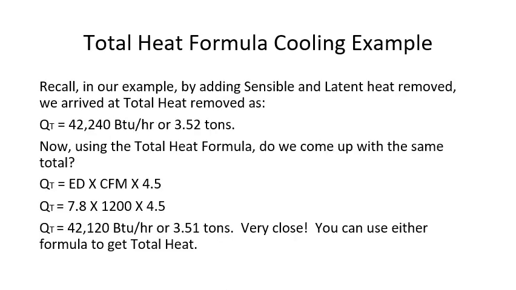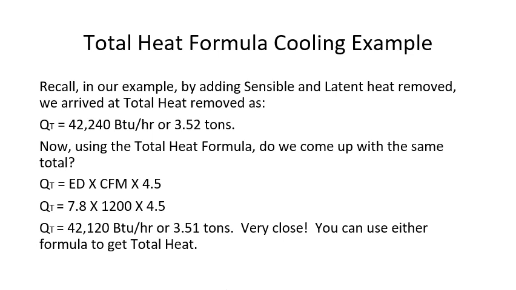Let's use this total heat formula to determine what our total cooling removed from our sample air conditioning problem is. Now, if you recall, in our example, when we added our sensible and latent heat, we arrived at 42,240 BTUs per pound of total heat. Now let's see if we come close to that same number by using the total heat formula. So again, total heat equals our enthalpy difference times CFM times 4.5.